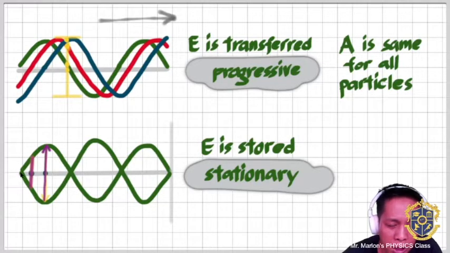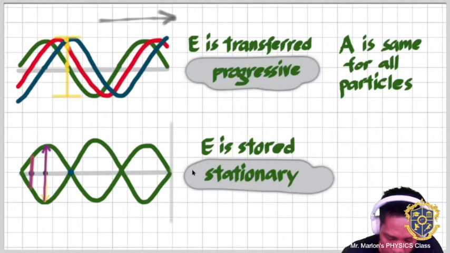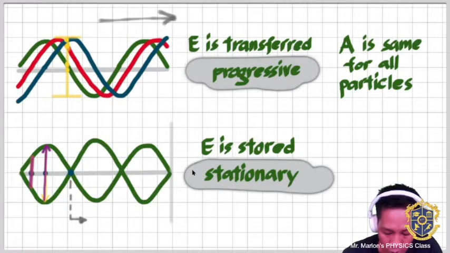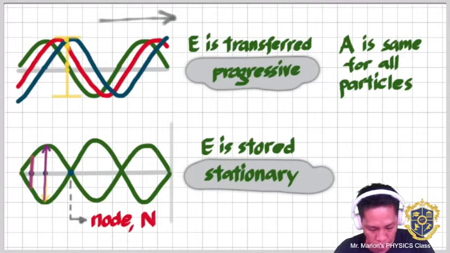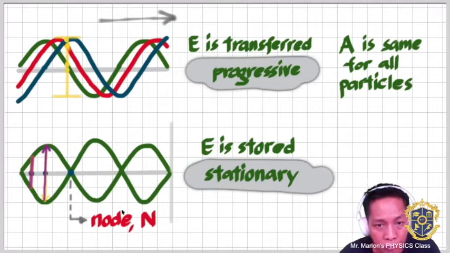Now this part in this standing or stationary wave is where the particles are actually not moving. This part here does not go up or down. This special position here is what we call a node. Node. We use the symbol N for that.